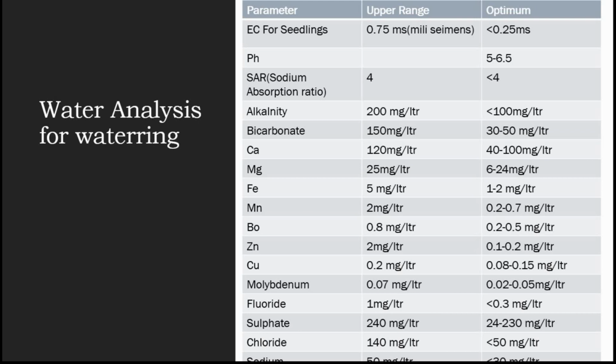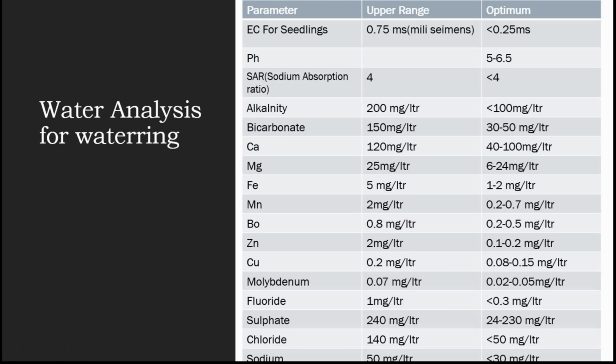The maximum upper range is 0.75 mS, that is millisiemens, and the optimum is below 0.25 mS. The pH has to be between 5 to 6.5. SAR, that is also called sodium absorption ratio, has to be below 4, and the upper range is 4. Now comes the alkalinity, that has to be less than 100 milligram per liter. Then comes the bicarbonate, it has to be between 30 to 50 milligrams per liter.